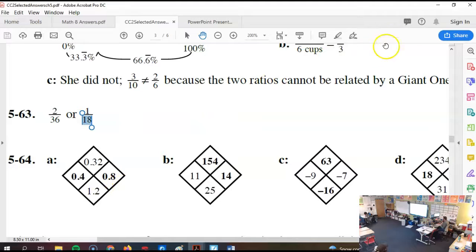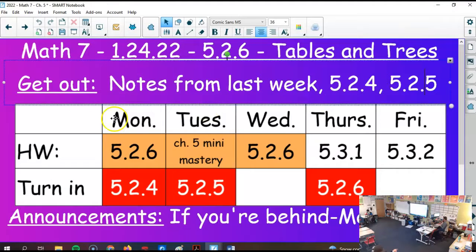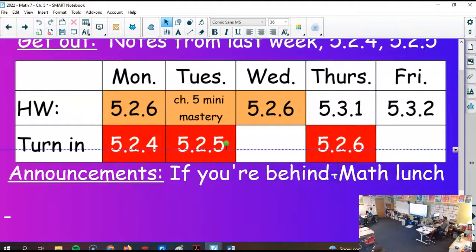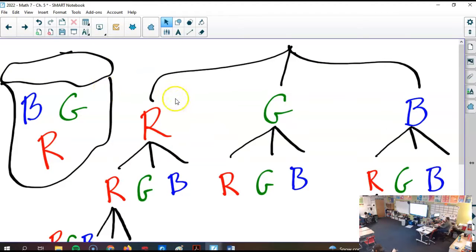All right, so if you need more help on 524, you are formally invited to come to Math Lunch. That or AO, or extensions, right? All of those times that we have to get help. But now I need you to get your notes out from last week. If you're done with 524 and you're ready to turn it in, turn it in.